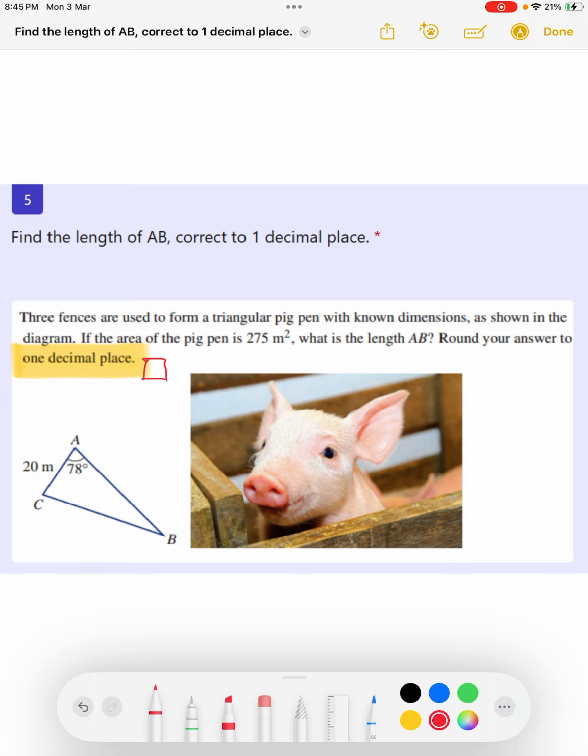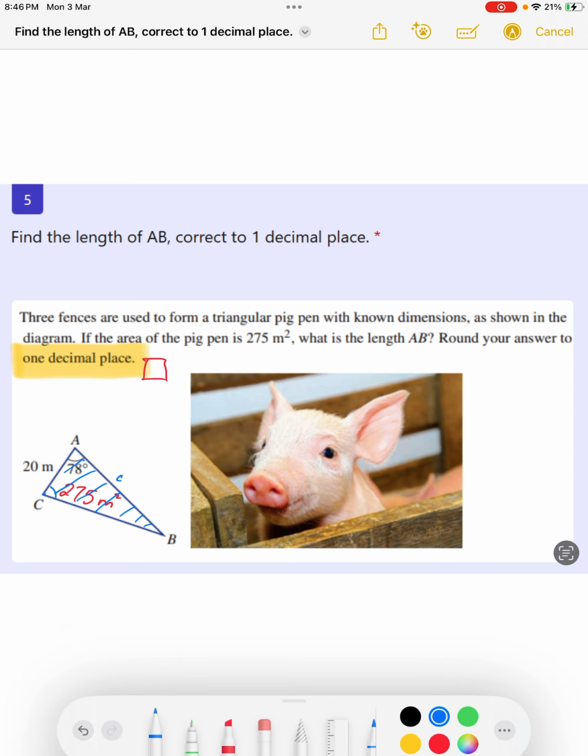Now it says here the area is 275, so the area is 275 square meters. And we want the length AB, which is little c. So AB, from A to B, is little c because it's opposite angle C. And so let's use the area formula.